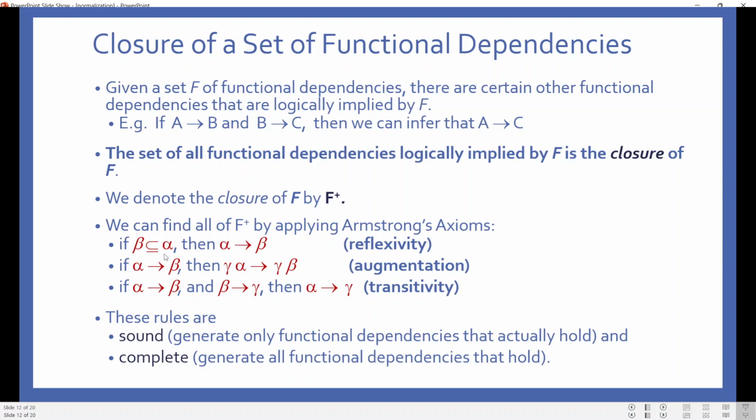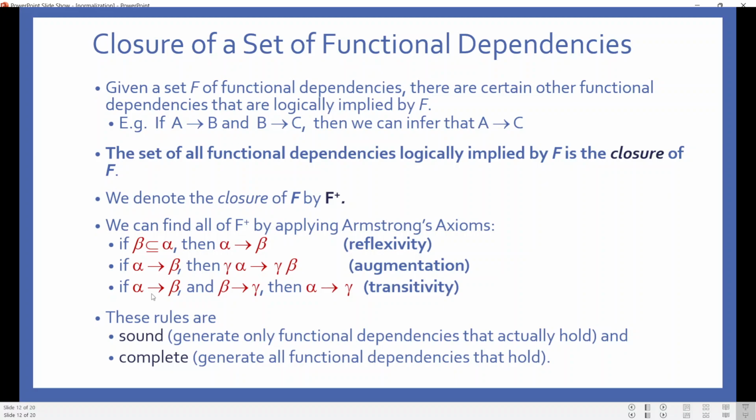The next one is, if you know alpha, then you can determine beta. That is, if beta depends on alpha, then if you augment alpha with any other variable gamma, gamma alpha determines gamma beta. This is called augmentation. So if this functional dependency holds, then gamma alpha also determines gamma beta.